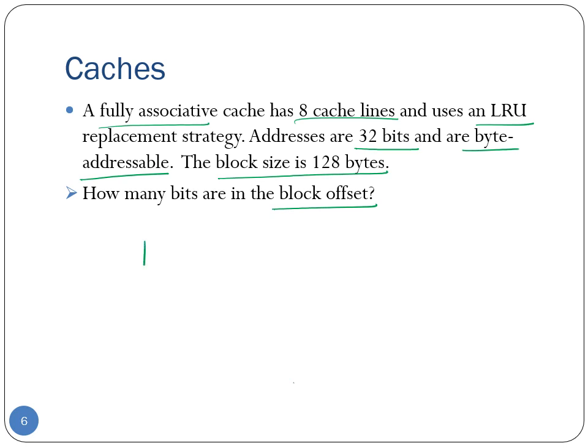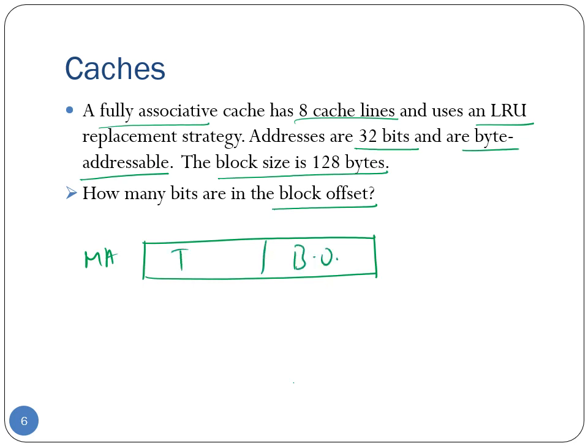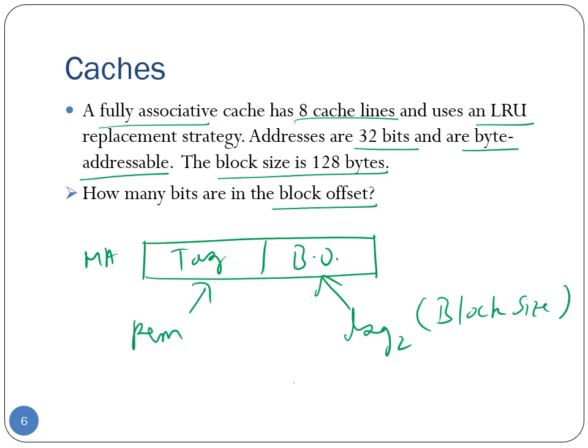Recall, in a fully associative cache, the memory addresses are divided into two parts, the block offset and the tag. The block offset has log to base 2 of block size number of bits, and all the remaining bits are for the tag.